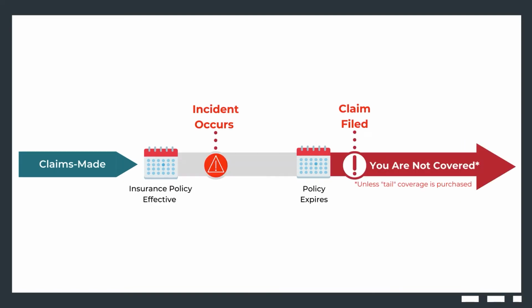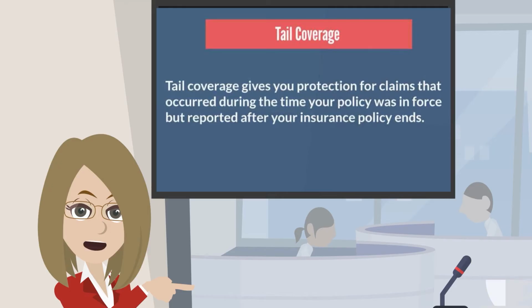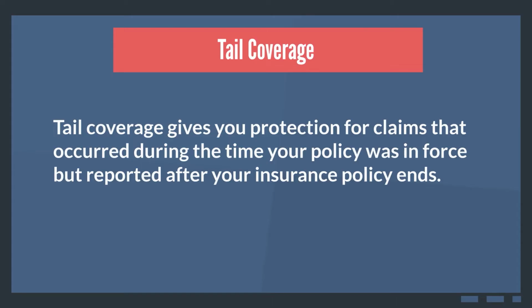If you cancel a claims-made policy, you will no longer have coverage for incidents that do not get reported during the time your policy was in force, unless you purchase tail coverage. Tail coverage gives you protection for claims that occurred during the time your policy was in force, but reported after your insurance policy ends.